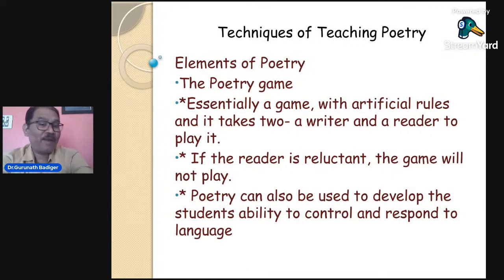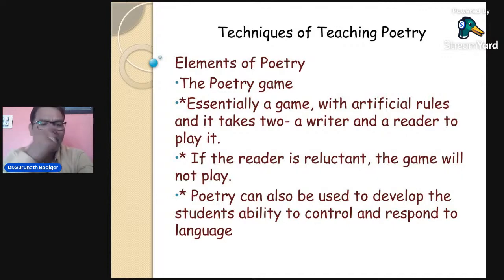So one should know the elements of poetry, because poetry is a game, because there are artificial rules, and it takes a writer and a reader to play it. Actually, we require both writer and reader to play. Someone writes, someone reads. Okay. It is not just writing poetry, it is understanding poetry that is equally important. If the reader is reluctant, the game will not play.